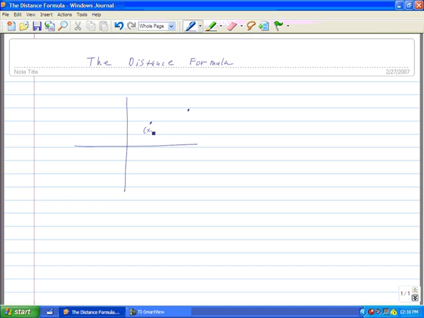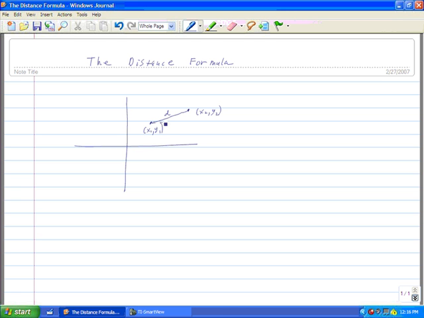My first point, I'm going to call it x1, comma, y1. The next point we will call x2, comma, y2, just to represent two generic ordered pairs. Now, what we're trying to find is the straight line or shortest distance, call it D, between those 2 points.